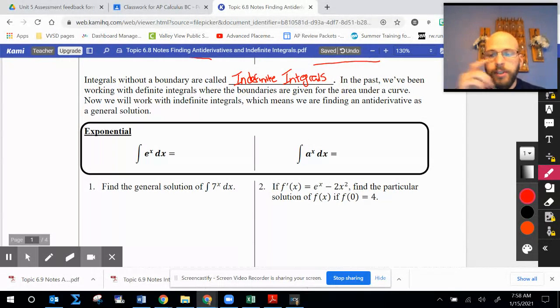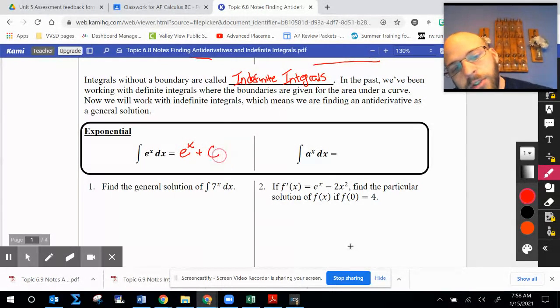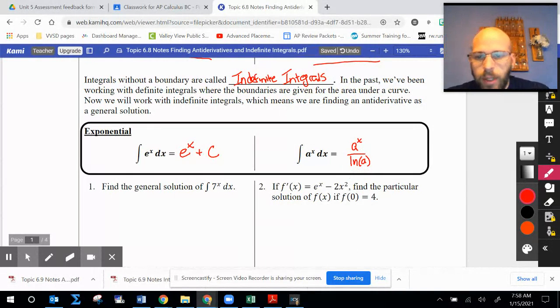In the previous lesson, we went through the antiderivatives of power functions and sine and cosine. In this lesson, we're going to cover all the other antiderivatives and then try to put them into use in a few practice problems. So the antiderivative of e to the x is still e to the x, but don't forget your plus c. The antiderivative of a to the x is a to the x over the ln of a. Don't forget your plus c.